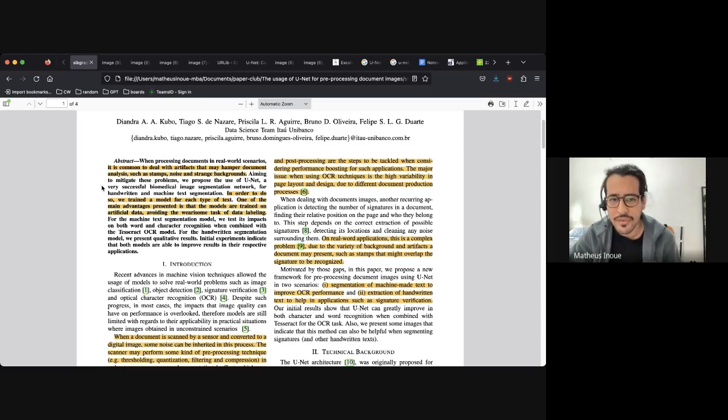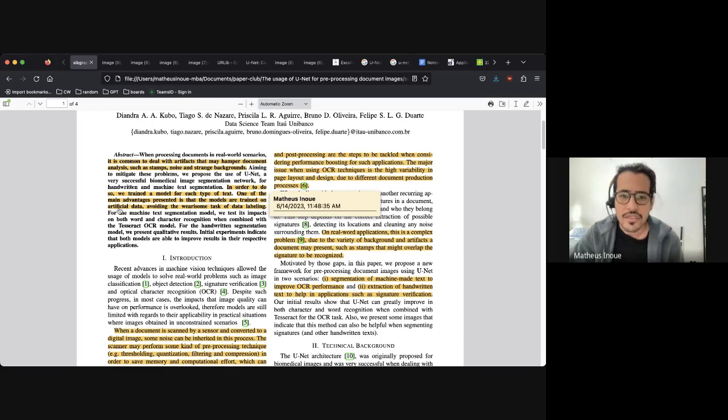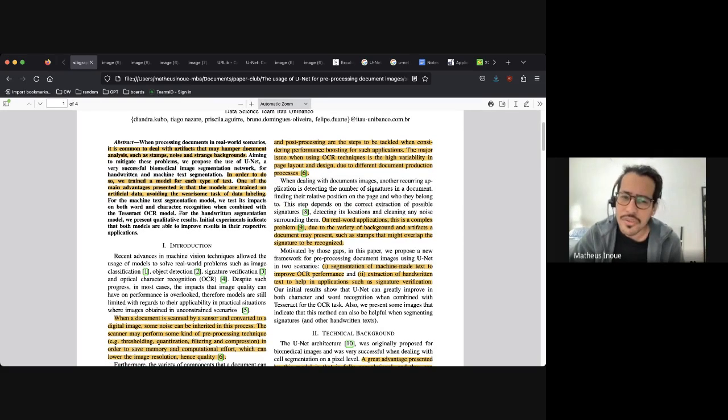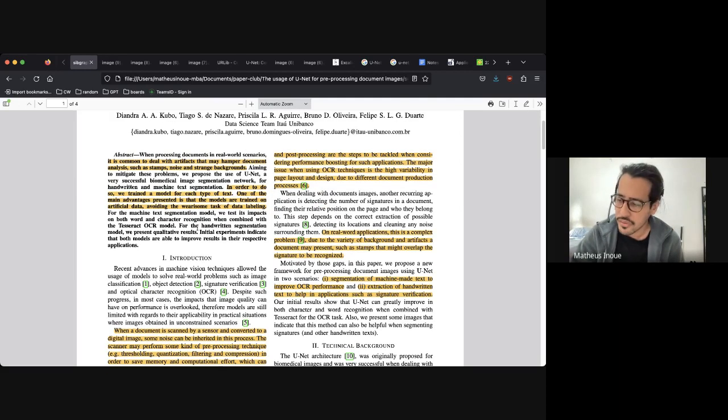You have stamps, you have noise, you have strange backgrounds, or you have a photo of someone that really is a bit not perfectly aligned, right? So it's a bit crooked in a way. So that's also some noise that's added. So in order here, they train two. They have two problems here, and they train two UNets to solve each of the problems.